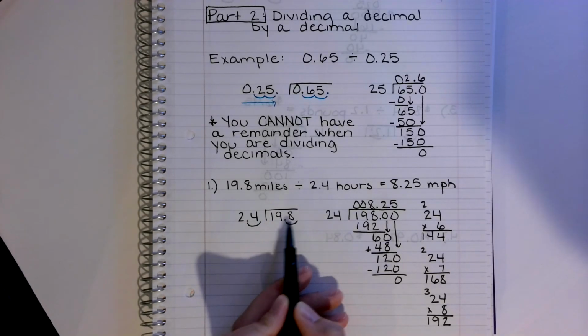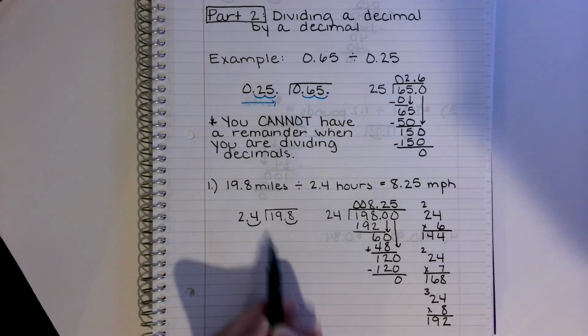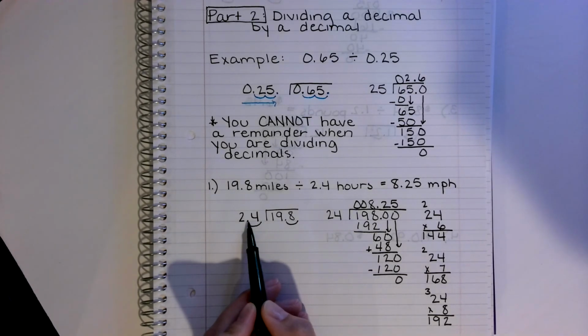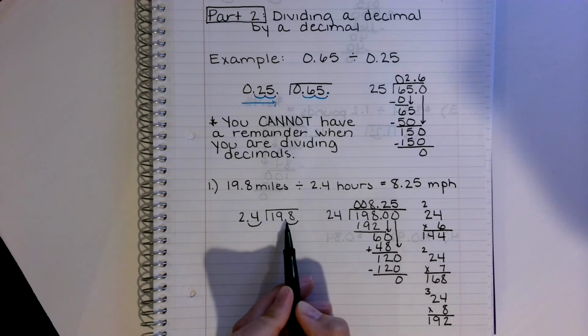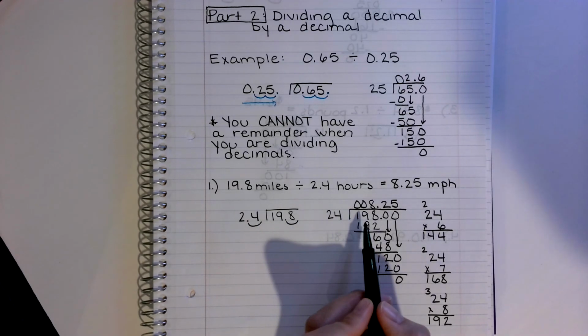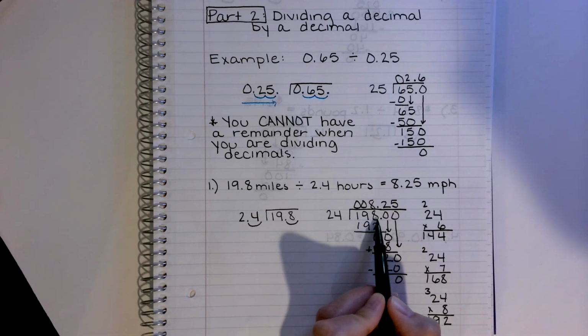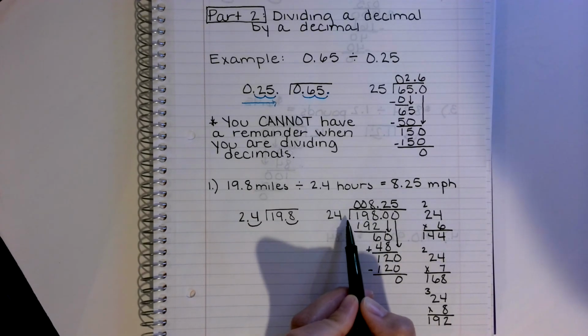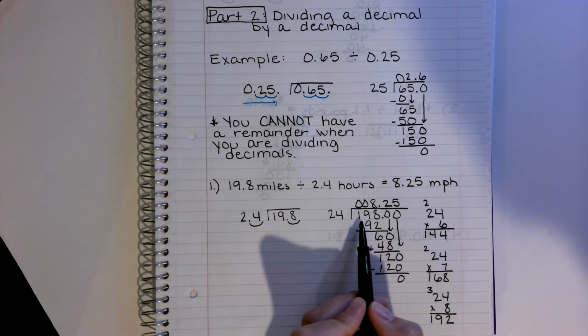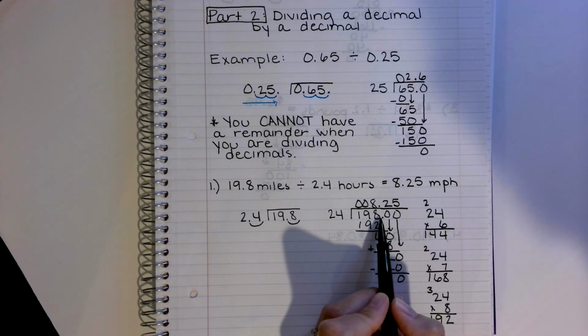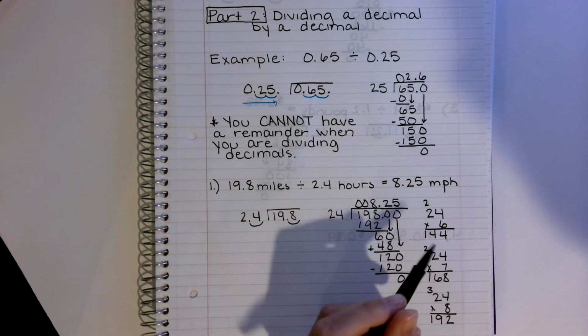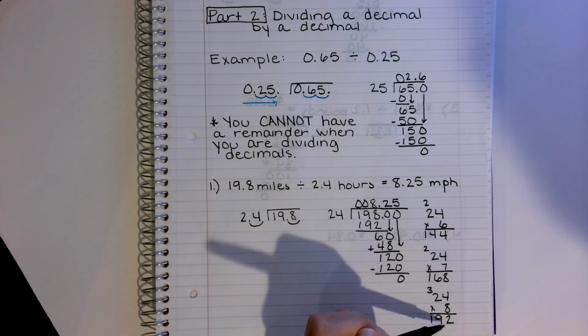So 19 and 8/10 divided by 2 and 1/4. In order to make this a whole number, you slid the decimal over once. So what you did on this side, you have to do on this side. So then it turned into 198 divided by 24. Well, 24 can't go in a 1 and it can't go in a 19, so it needs to go in a 198. And you can do that 8 times. And you see where I did my work over here.